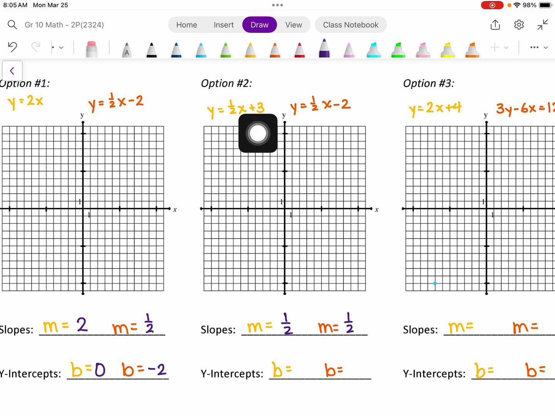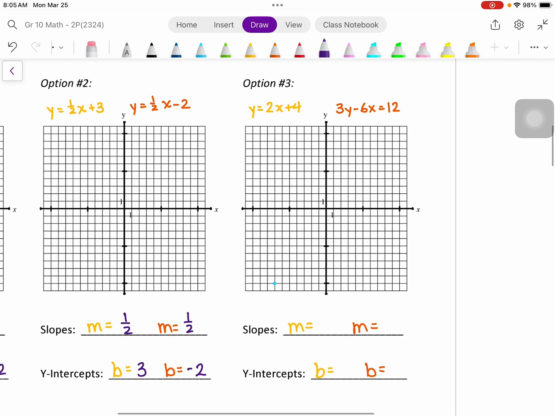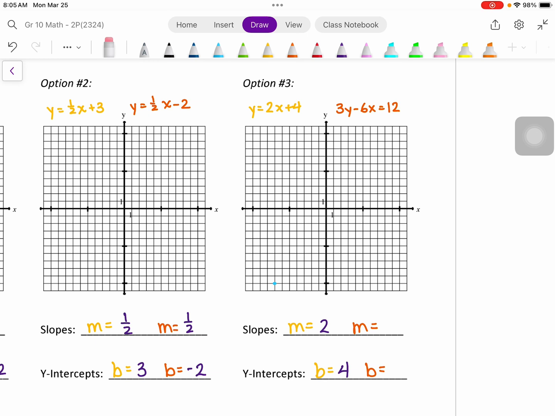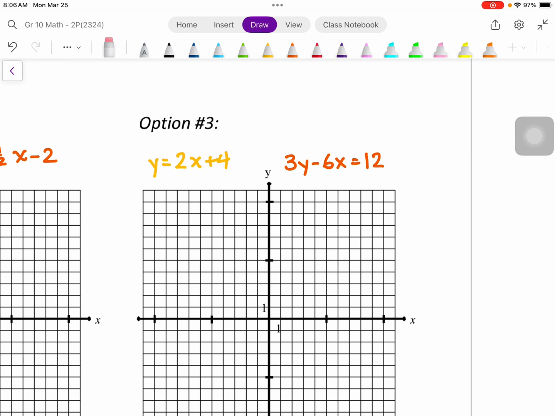And here I have a +3 and then a -2 for my y-intercepts. Over here we have 2 and 4 for our slope and our y-intercept. And the next one is not in y equals mx plus b or slope y-intercept form. So we want to figure out some points we can plot.